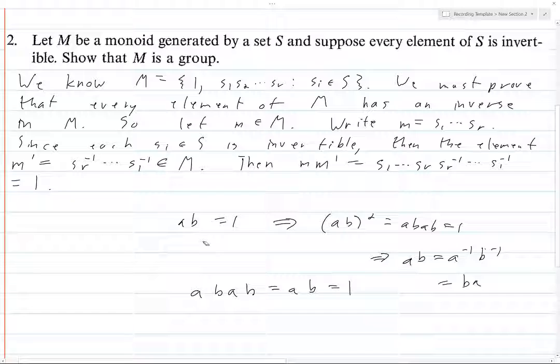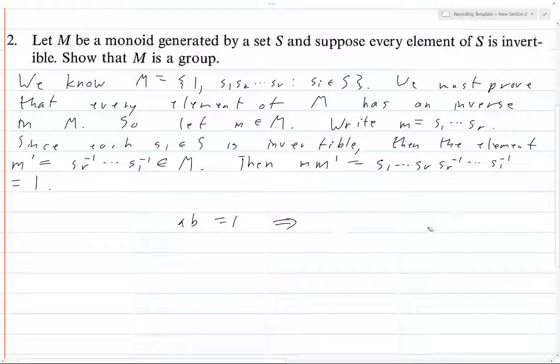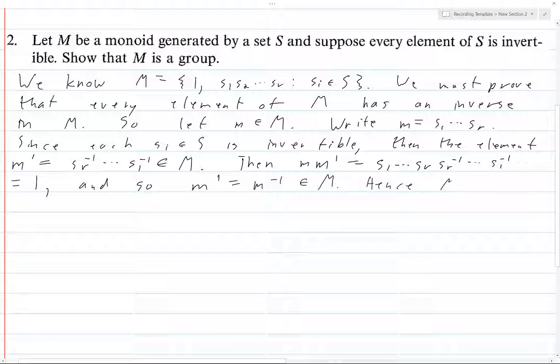So this is all you have to check. I don't know why I did this because I'm pretty sure this is stuff that you've already covered at this point. But yeah, it's just verification that m prime equals this. And so m prime equals m inverse, which is in M. Hence, M is a group.